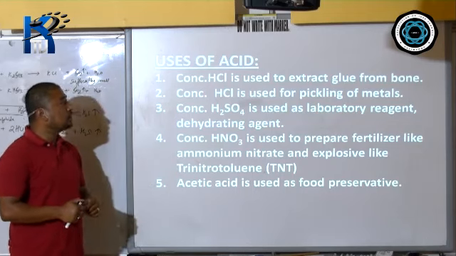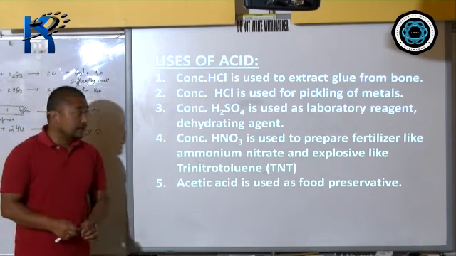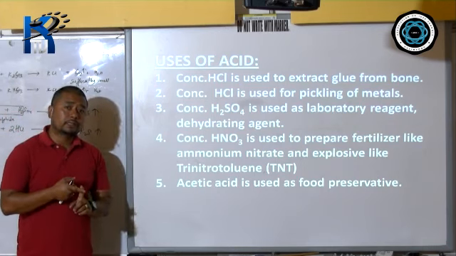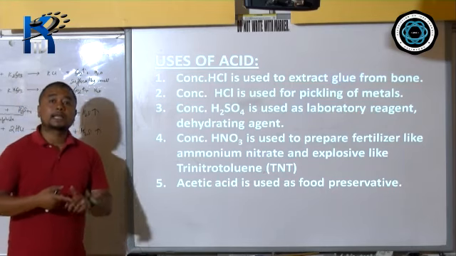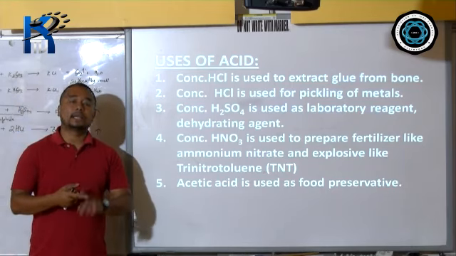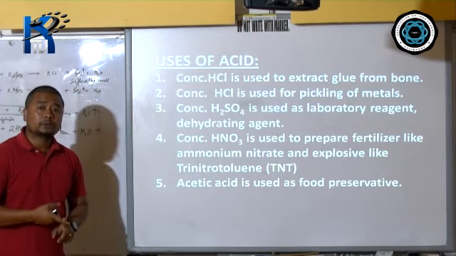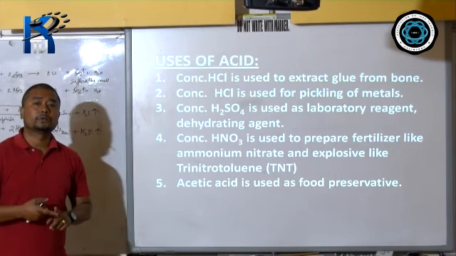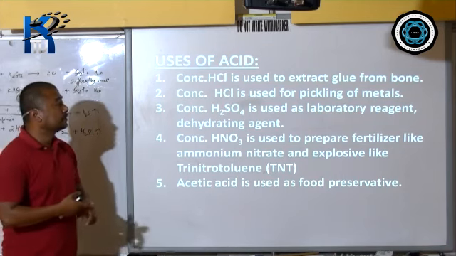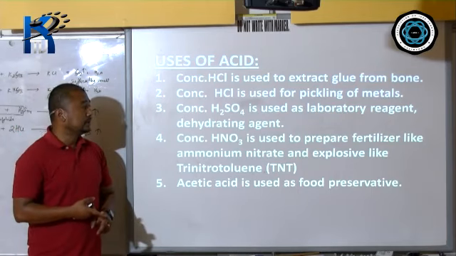Number 3 use. Conc sulfuric acid is used as laboratory reagent. You have seen already in my previous class, we prepare volatile acid from non-volatile acid. Volatile acid like hydrochloric acid, volatile acid like nitric acid can be prepared from sulfuric acid. Not only these two acids, but there are many other chemicals which can be prepared from concentrated sulfuric acid. Therefore, it is used in many reactions. Therefore, it is used as laboratory reagent.